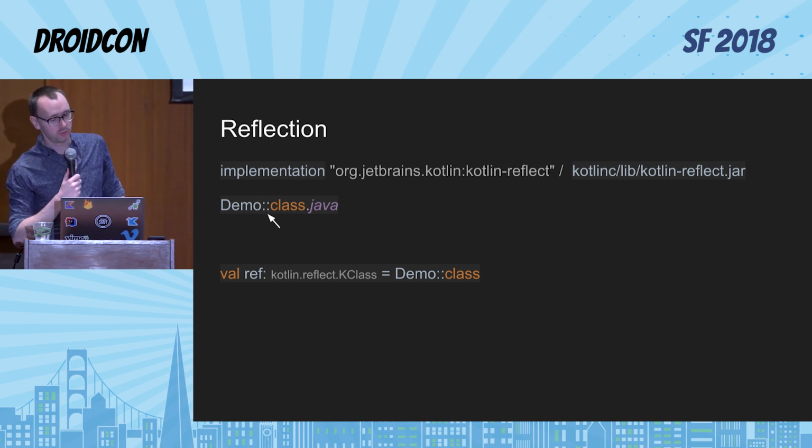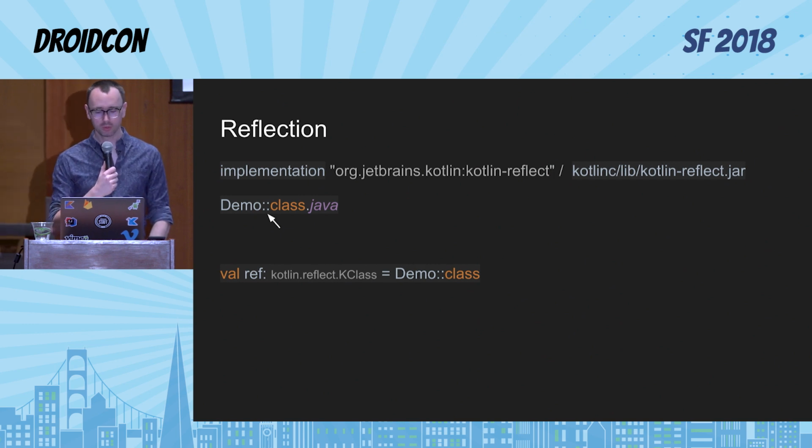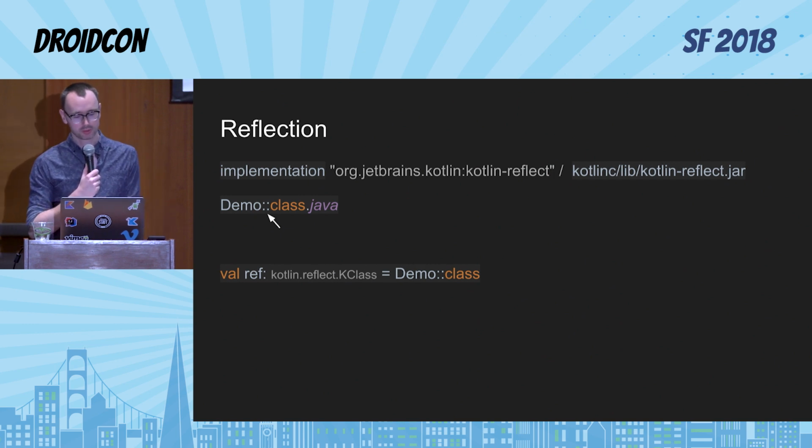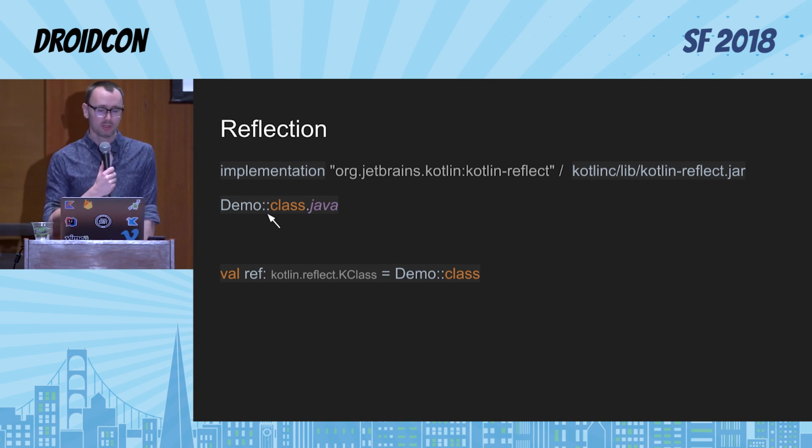So when you do ::, that's a reference operator. If I just look at the Demo::class part, that is a reference to an object of type kotlin.reflect.KClass. And Kotlin's KClass just has a property called .java. So that's how that works.